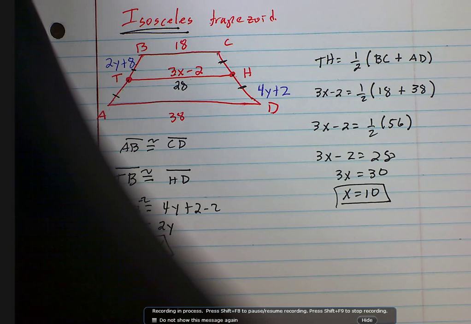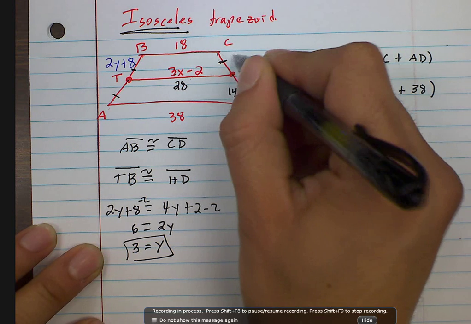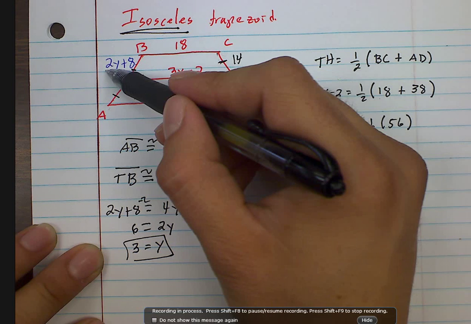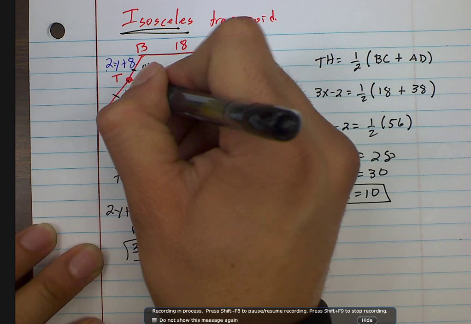If you want to find the segment on each side, you just plug it in. 12 plus 2, that gives you 14. So that's 14, that's 14. And you can also check on this side. 2 times 3 is 6. 6 plus 8, that gives you 14 and 14. Okay, that's all there is.